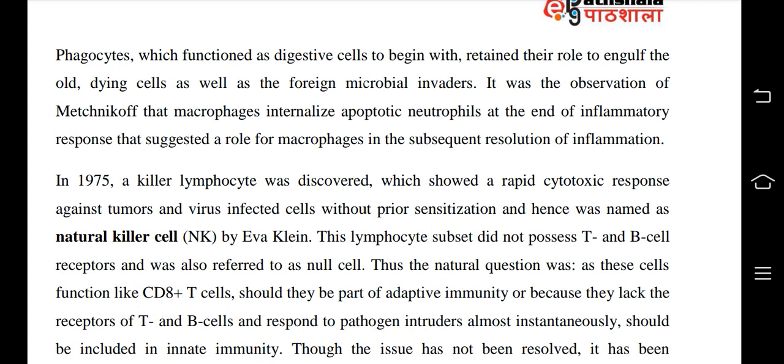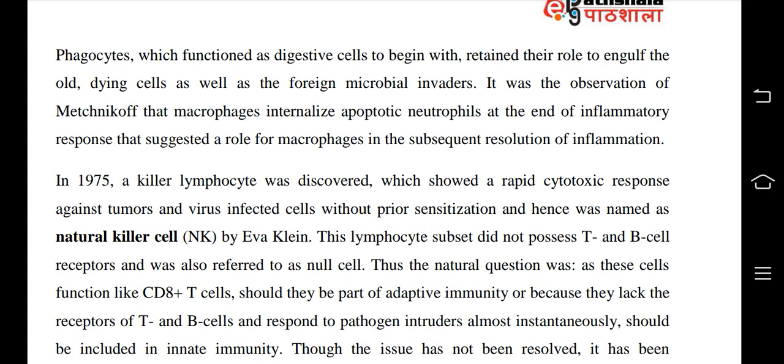It was the observation of Metchnikoff that macrophages internalize apoptotic neutrophils at the end of inflammatory response that suggested a role for macrophages in the subsequent resolution of inflammation. In 1975, a killer lymphocyte was discovered which showed a rapid cytotoxic response against tumors and virus-infected cells without prior sensitization, and hence was named as natural killer cells by Eva Klein. This lymphocyte subset did not possess B and T cell receptors and was also referred to as a null cell.